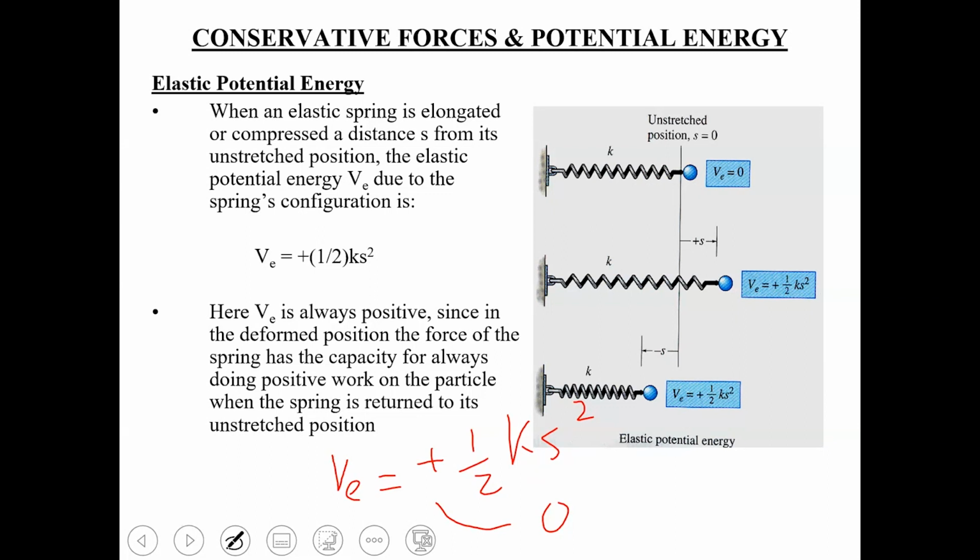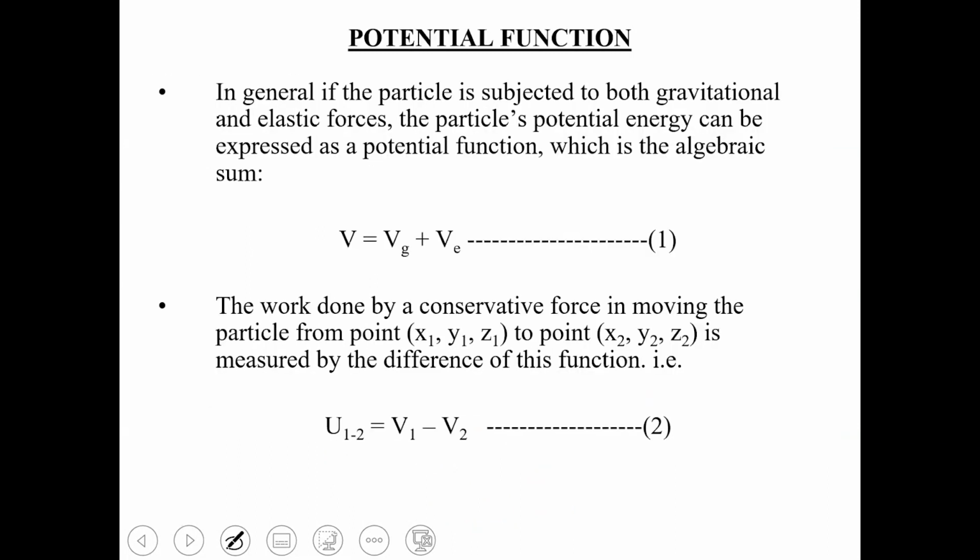Okay, now the total potential energy, as we have defined earlier as well, is going to be represented by capital V, which is the algebraic sum of the gravitational potential energy and the elastic potential energy. So whenever we talk about potential energy or the potential function, we are basically talking about the algebraic sum of the gravitational as well as elastic potential energies.